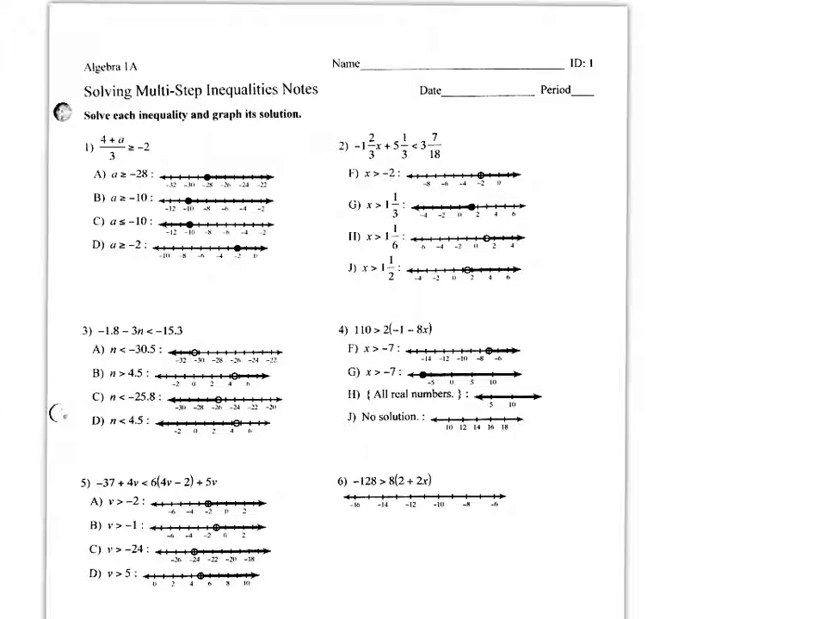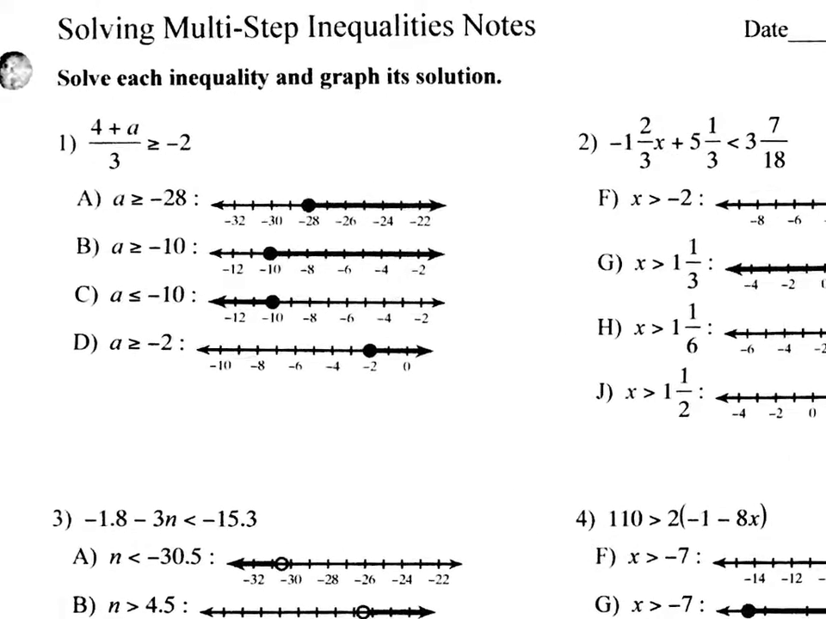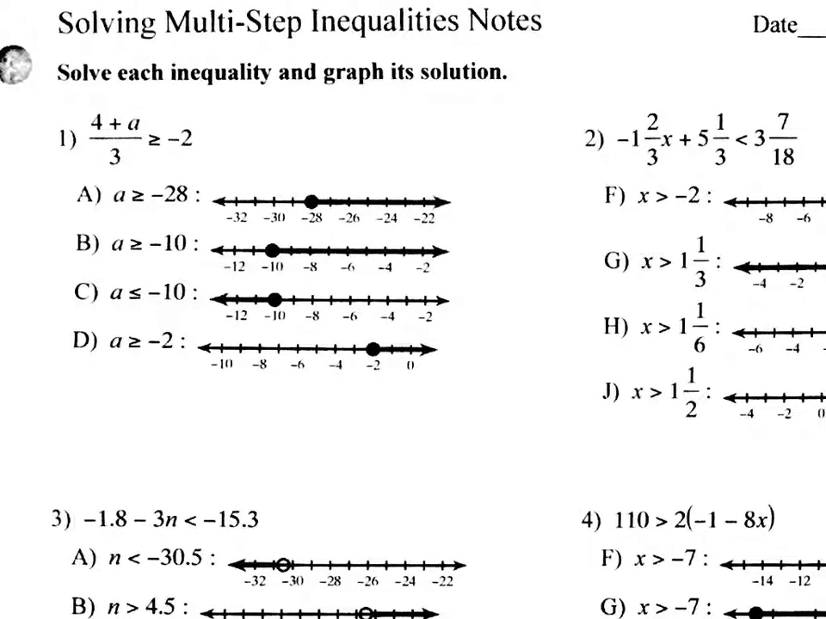Notes on solving multi-step inequalities. So we've already looked at one-step inequalities. Multi-step, this is just like an equation. Remember, just real quick, what we said earlier. The only difference in an inequality and an equation is the fact that when you multiply or divide by a negative number, you have to switch the inequality symbol. Otherwise, it's just like a normal equation.